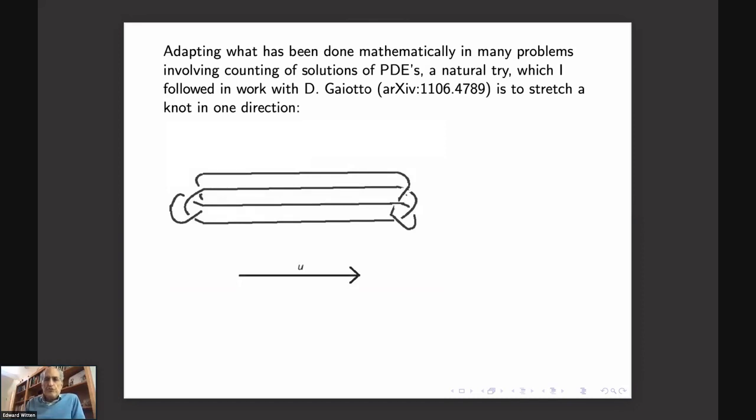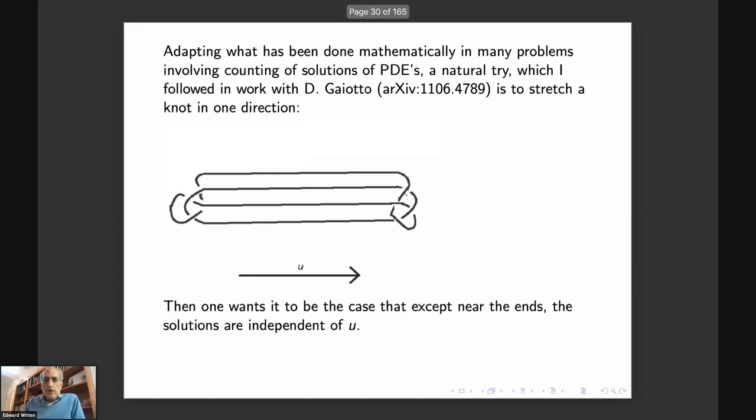In other words, the stretch direction is parameterized by a real parameter U. And one wants it to be the case that except near the ends, the solutions are independent of U. Now, not every PDE is going to have that property. So I haven't told you what the PDE is or how the knot enters the PDE, but there'll be a PDE, and the precise conditions you want on a solution will depend on the knot. And then you want it to be true that when you stretch the knot, you get a solution that's independent of U except near the ends.